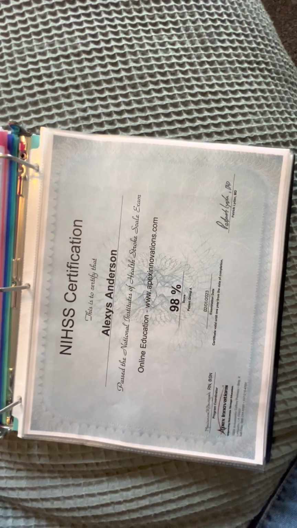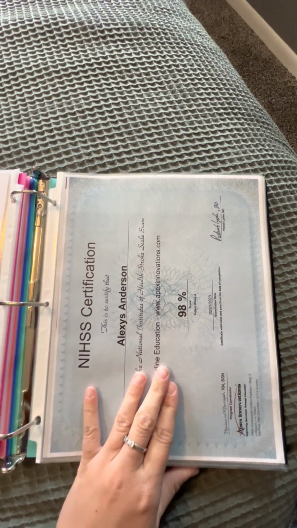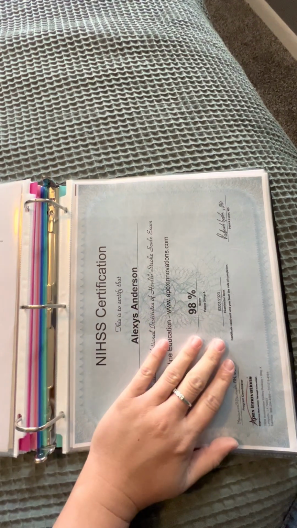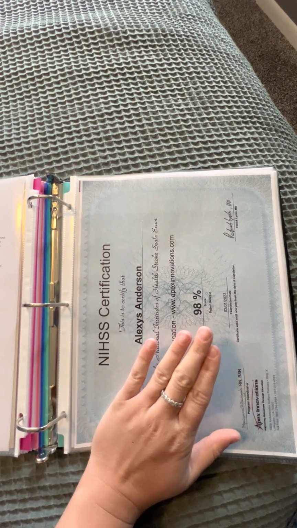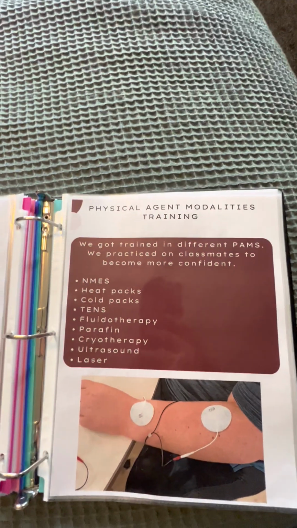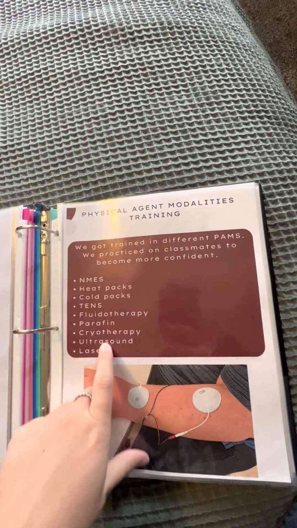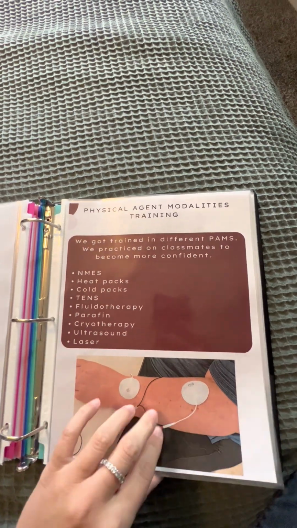And this is the NIHSS certification, and it also shows my score. I feel like this could be really beneficial, especially if you're going to have to use the NIH stroke scale. It shows that you were adequately trained. So then I included physical agent modalities training. I just did my own little summary of things that we've done, with a little picture.